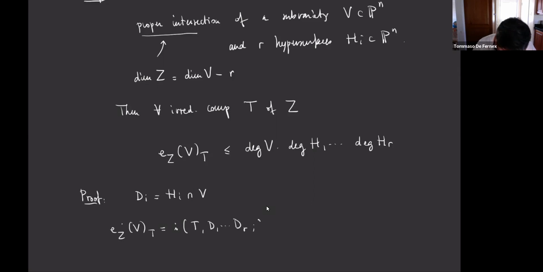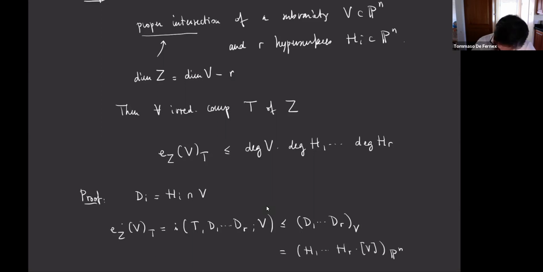An intersection is done inside V. So this is an intersection number of these divisors. Well, but this one certainly is bounded by the intersection product of these divisors inside V. And now you can show that this is the same thing as intersecting H1 times HR with the class of V inside the projective space.